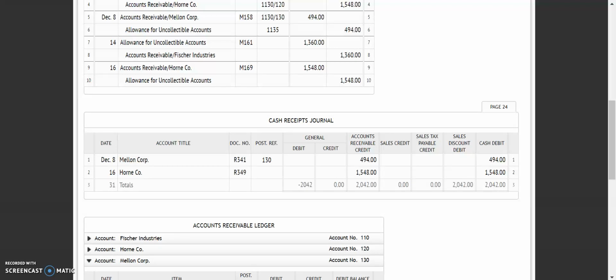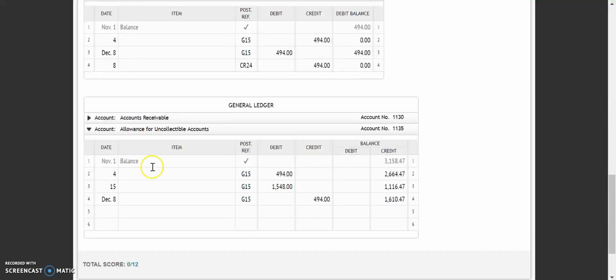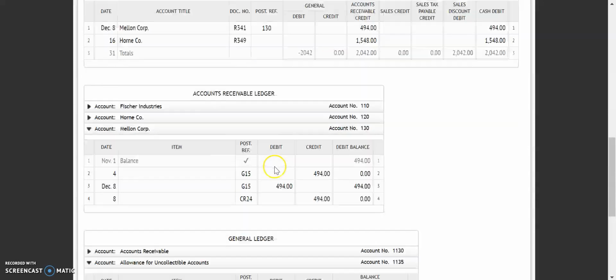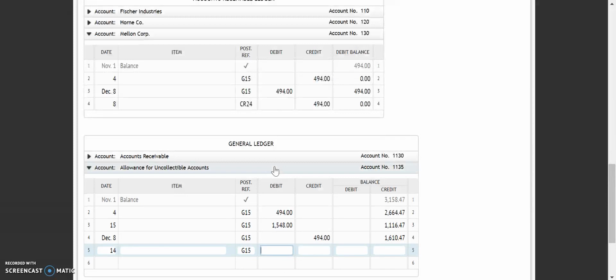Okay, continuing on here with our December 14th transaction, we are writing off the account for Fisher Industries. So we're going down to our allowance for uncollectible accounts. This is on the 14th. G15 again. This is going to be a debit for the 1,360. And again, because this is a debit, we are subtracting here. So we take our balance and subtract out 1,360.